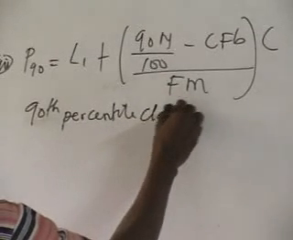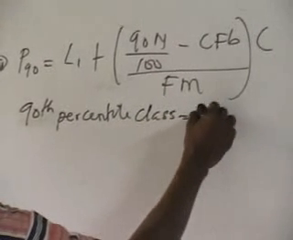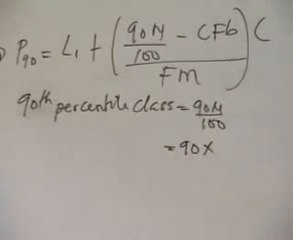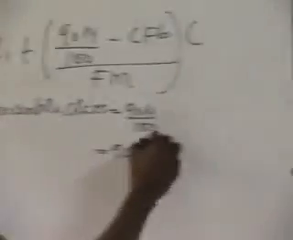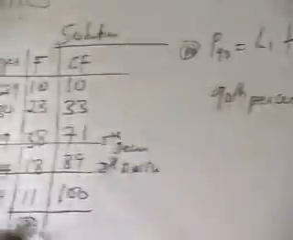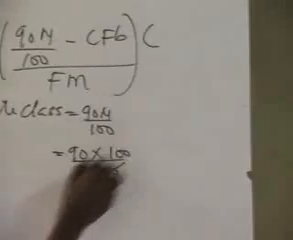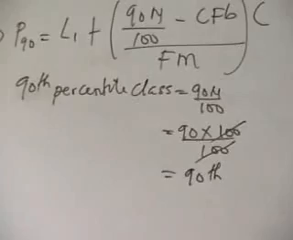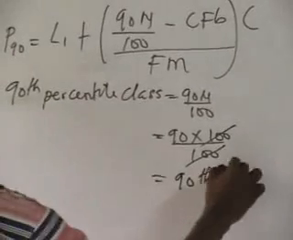So the 90 percentile class is 90n over 100. It's 90 times what do you have here? N is 100. So 90 times 100 divided by 100. N is 100, so we cancel 100. The answer equals 90. Are we together? So we now call it the 90th position.